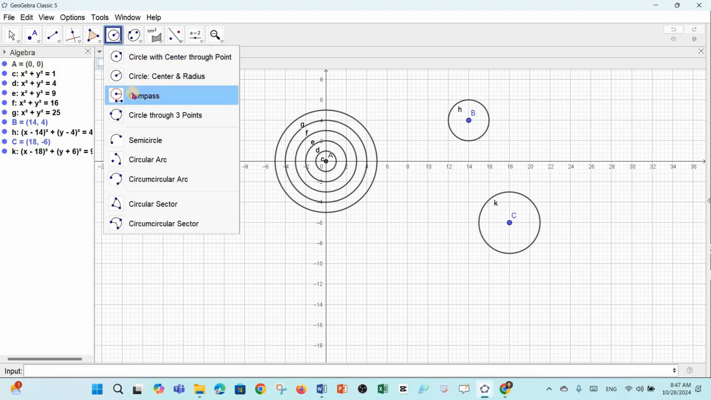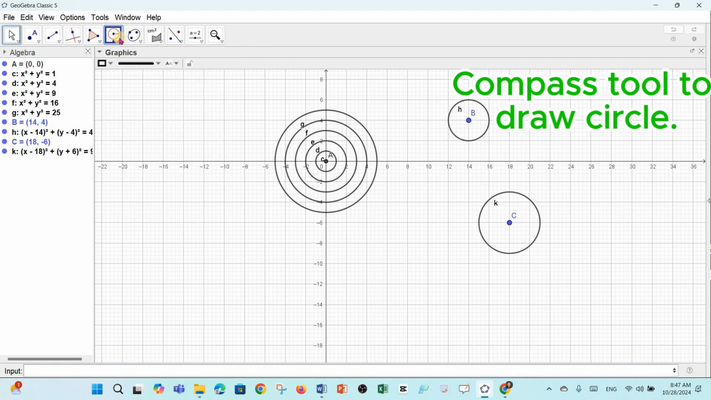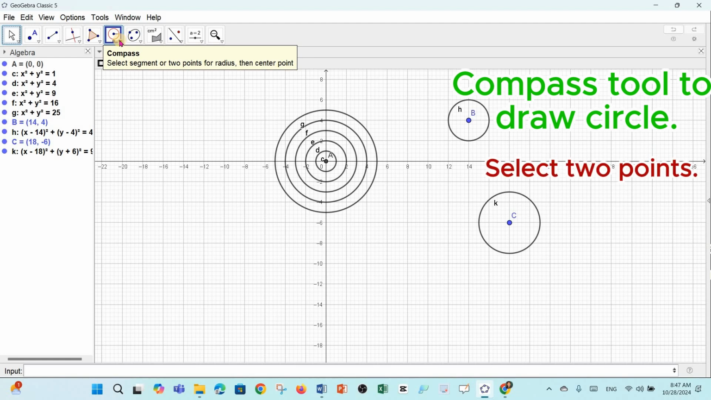compass. Okay. For this compass, let's select this tool, and if you put the cursor over it, the hint is: select segment or 2 points for radius, then center point. Then we have to select the center point. Now let's select 2 points first. I am going to select 2 points D and E.